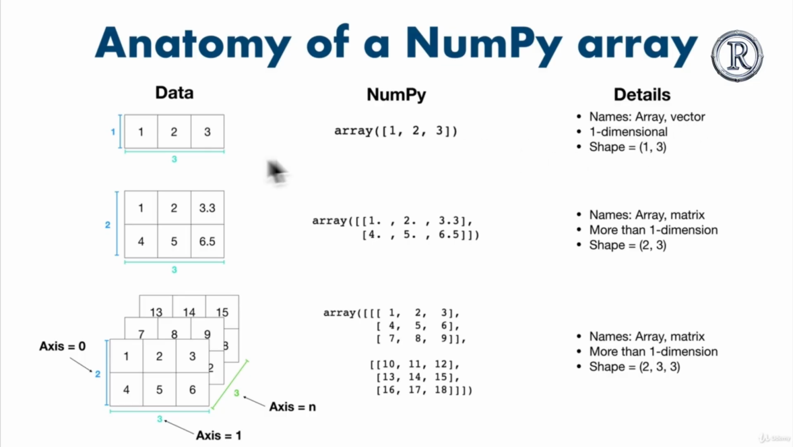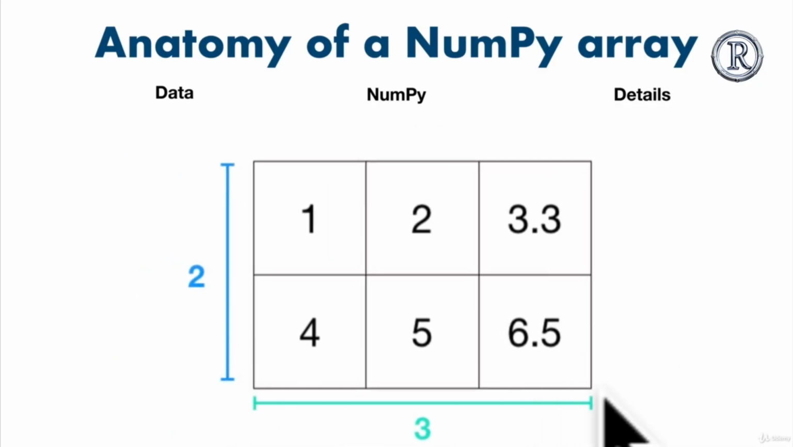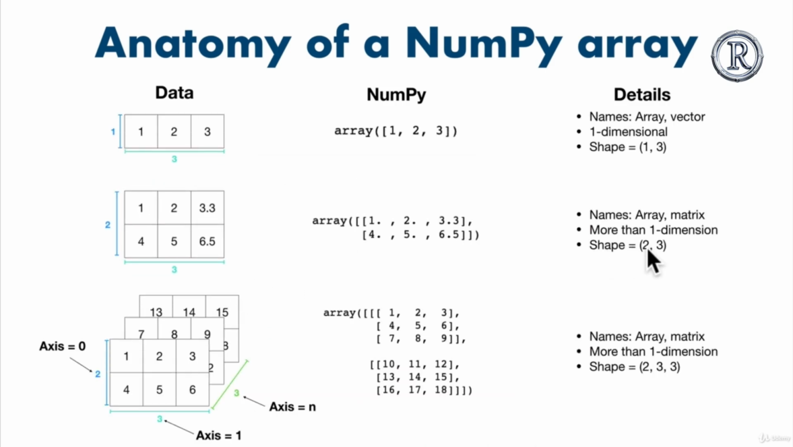A vector is just a one-dimensional array. If we go to this next one, which is A2, we've got 2 rows and 3 columns. So this one has the shape 2, 3. It's more than one dimension, and can be referred to as a matrix. So if you hear something referred to as a matrix, it's probably got more than one dimension.